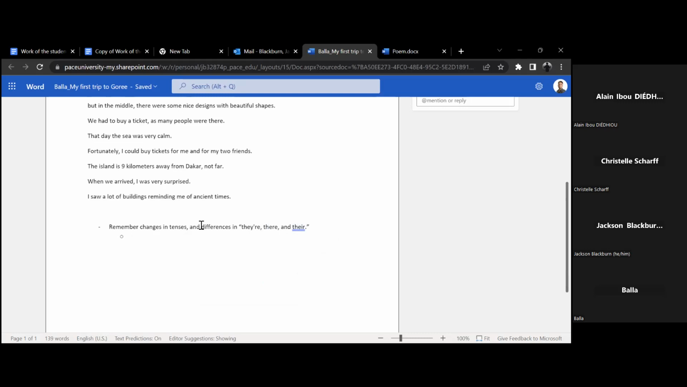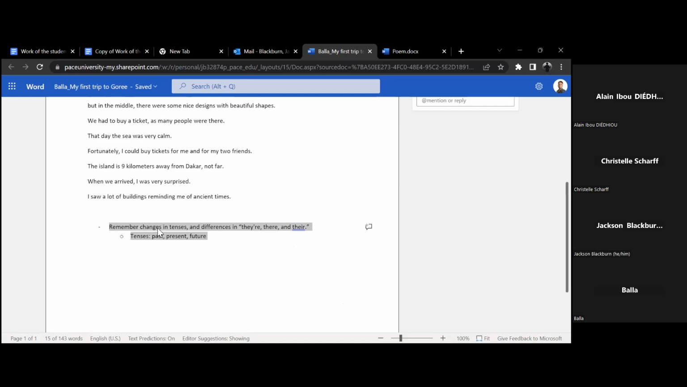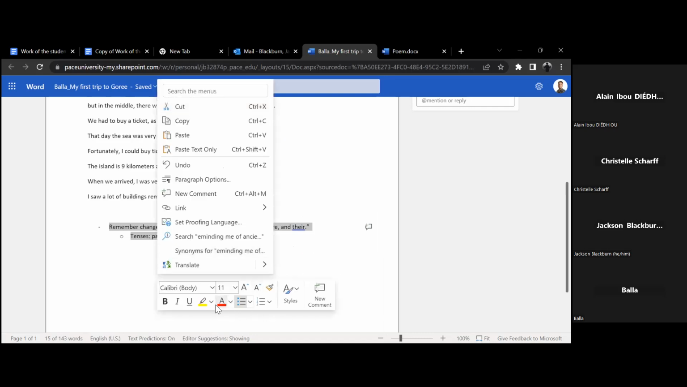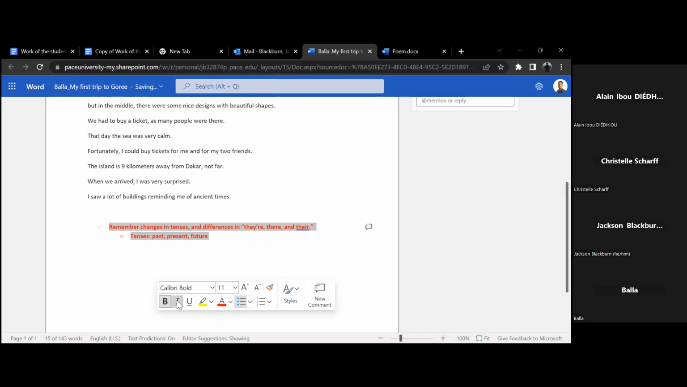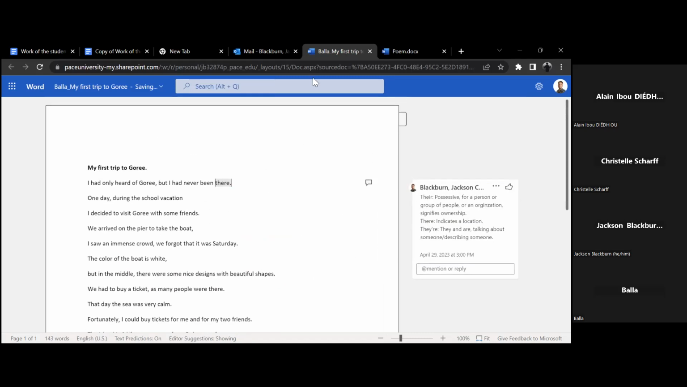So yeah, I think let's do tenses: past, present, future. I'm going to make this red, bold, and italicized, so you can go back and just see. But other than that, it seems good.